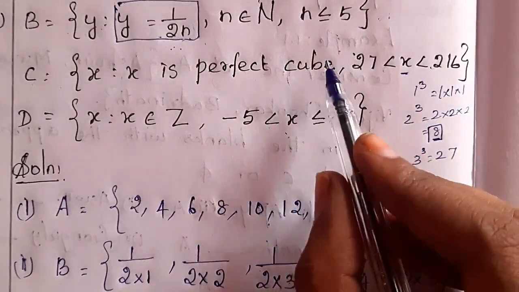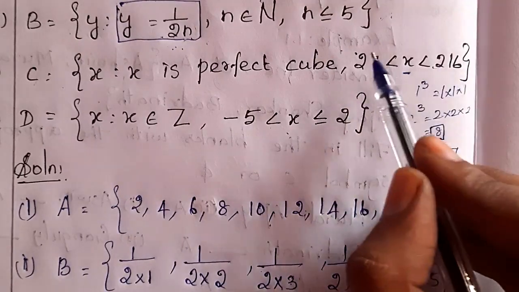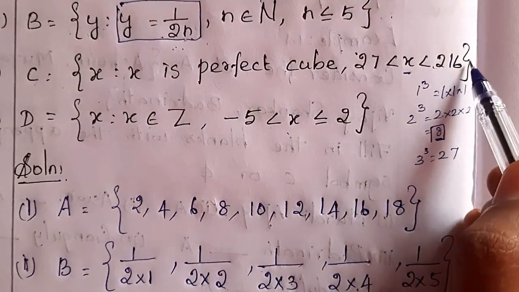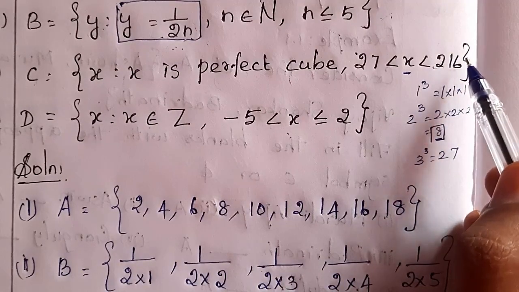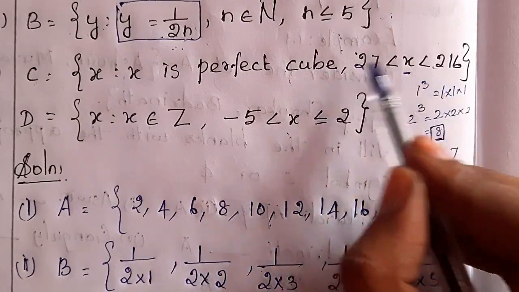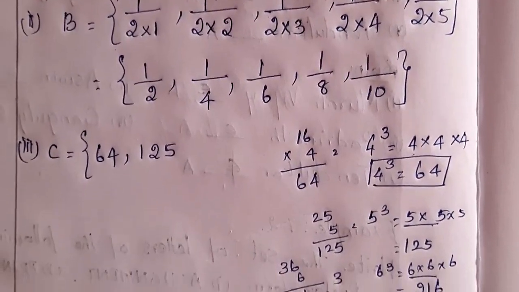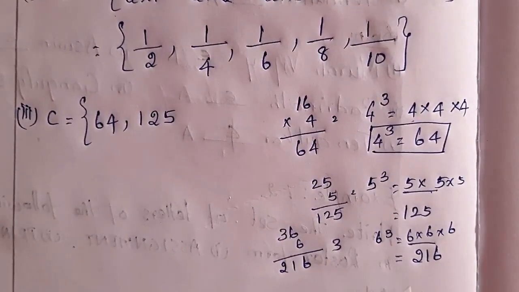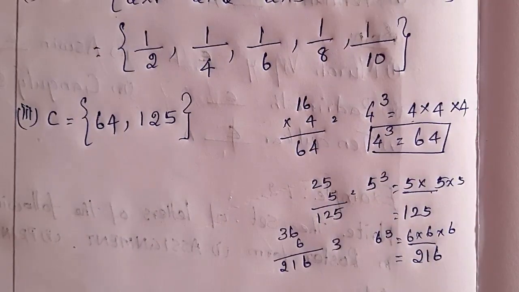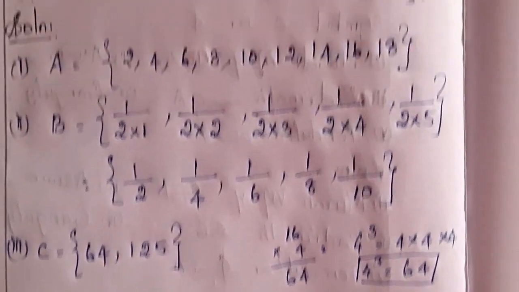Our perfect cube should lie between 27 and 216, but we should not choose this 27. Also, we should not choose this 216. Why? The reason is we don't have an equal to symbol. If you have an equal to symbol, we can choose. So do you need to choose this 216? No need. So this is our answer. Clear? Are you clear now? So it is perfect cube numbers.